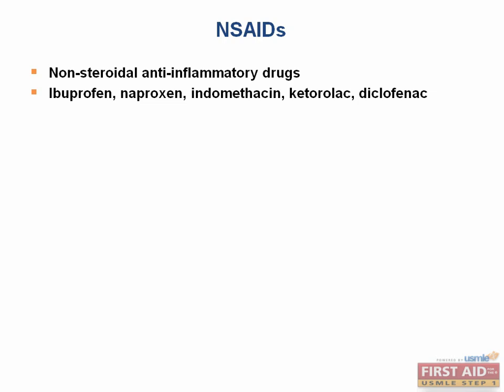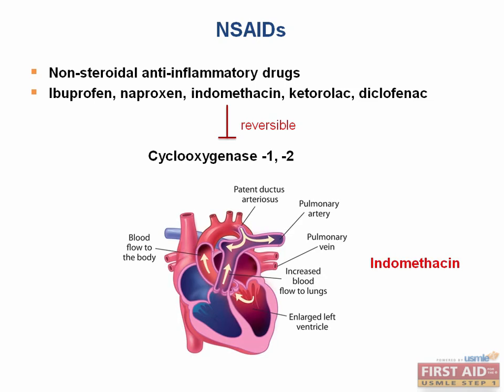What is the major difference between NSAIDs and aspirin? Well, NSAIDs cause reversible inhibition of COX-1 and COX-2. The uses, therefore, are very similar with antipyretic, analgesic, and anti-inflammatory uses, but not as much of antiplatelet effect. What is indomethacin classically used for in pediatric patients with a machine-like murmur? Very good, to close a PDA when it's open.